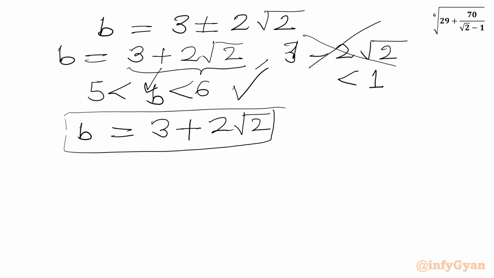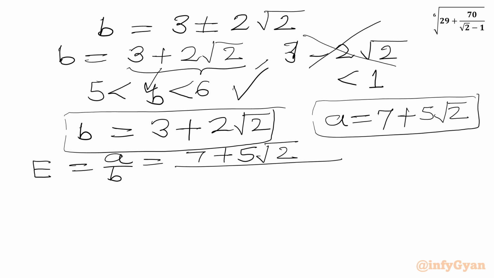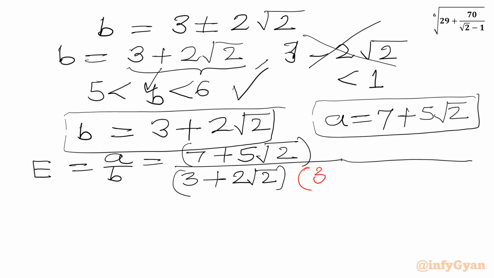And a was 7 plus 5 root 2. Now a and b are known. We will calculate the expression value a over b. So I will write 7 plus 5 root 2 over 3 plus 2 square root 2. Now I will rationalize our denominator. So we will multiply in the numerator and denominator with 3 minus 2 root 2.